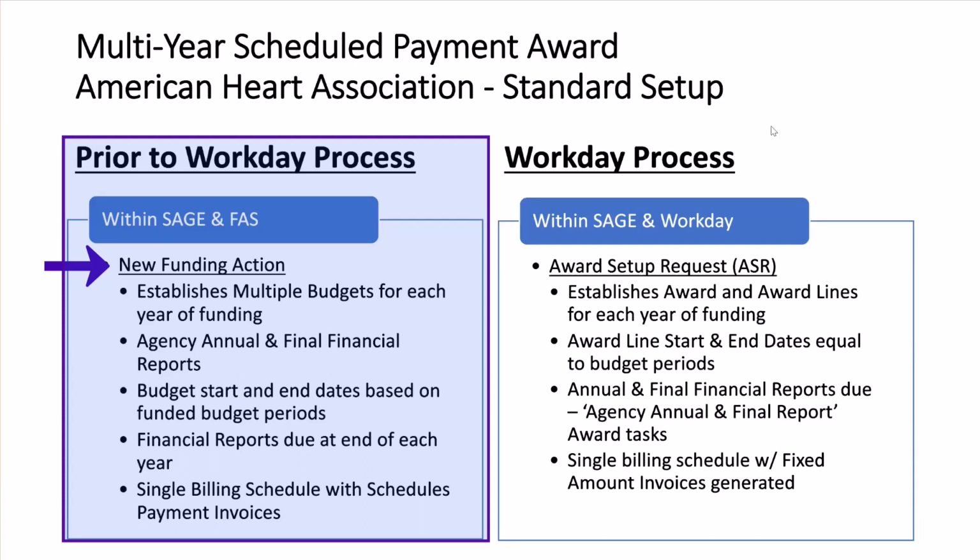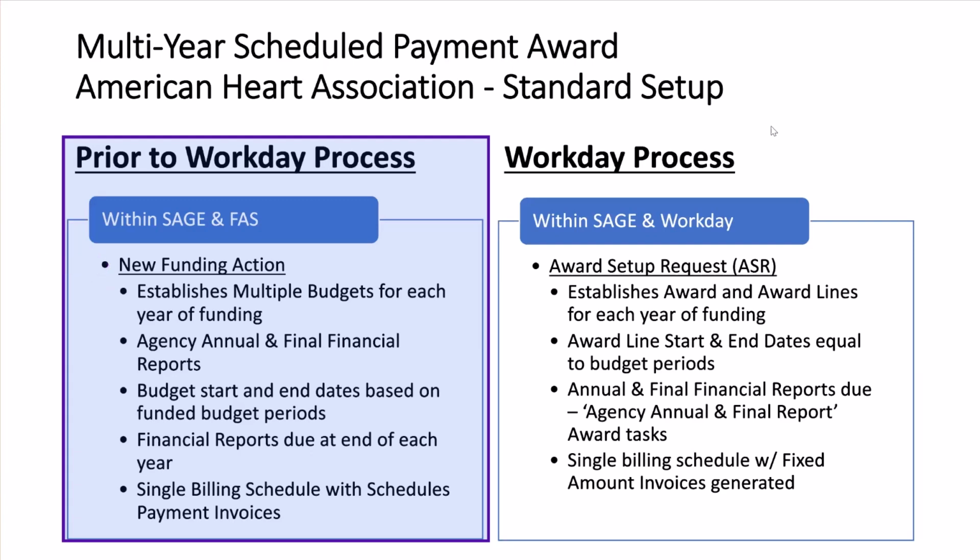And so if it was a 2-year American Heart Association award, you would see a dummy parent, and then you would see 2 sub-budgets underneath it with the relevant budget periods as well as the budget period allocations. You would have a budget start and end date. Then you have a financial report that was due for each of those budgets. And so for year 1 as well as year 2, in this example, and then you'd have a single billing schedule.